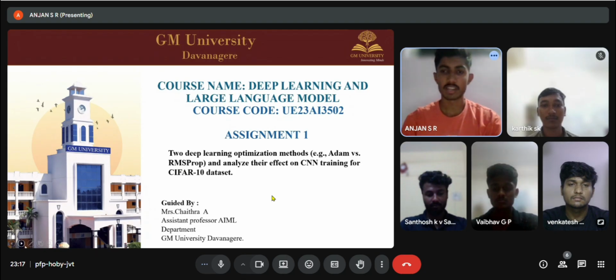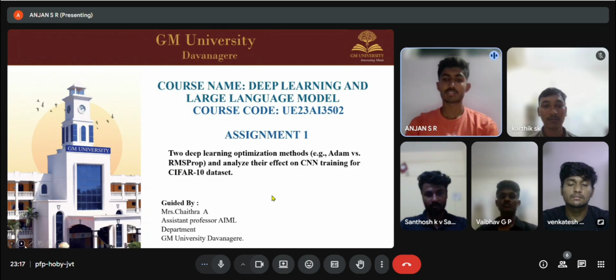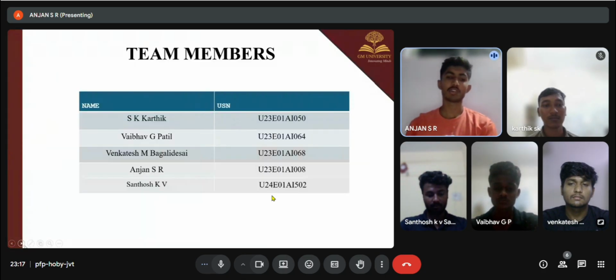Our course name is Deep Learning and Large Language Models. The assignment is to compare two deep learning optimization methods and analyze their effect on CNN training for the CIFAR-10 dataset. Our team members are SK Karthik, Vaibhav Girish Patil, Ventesh and Santosh.